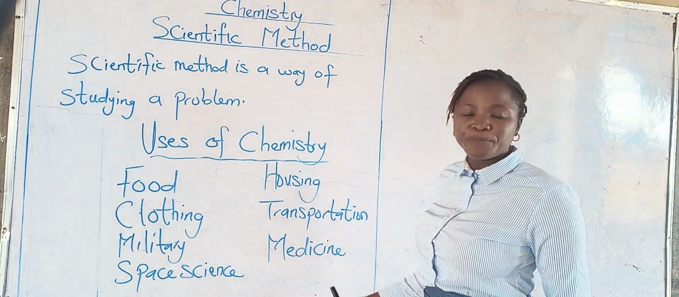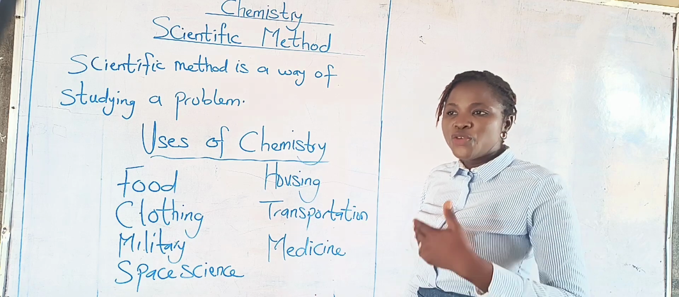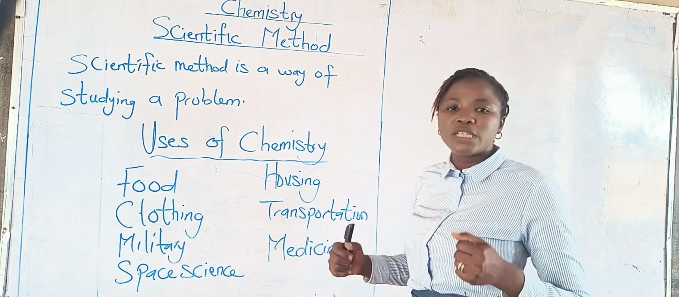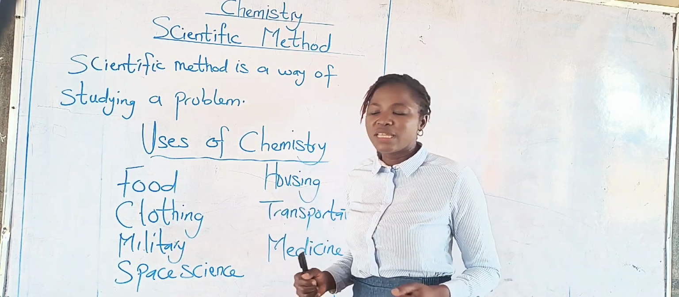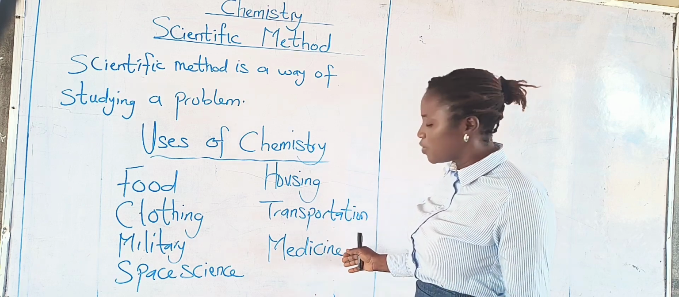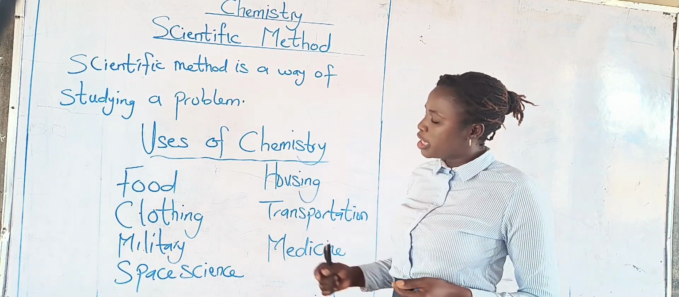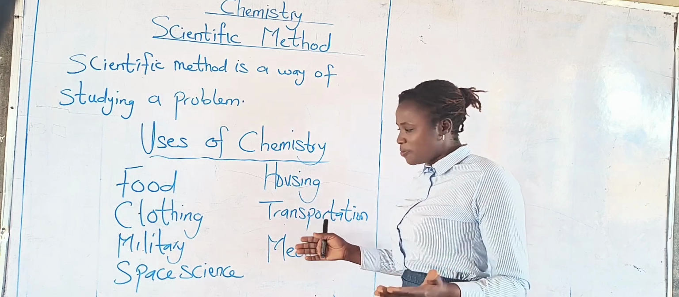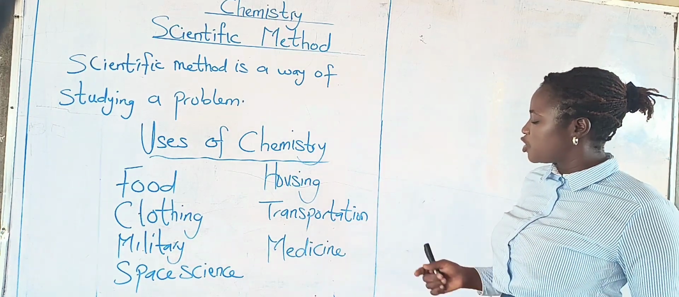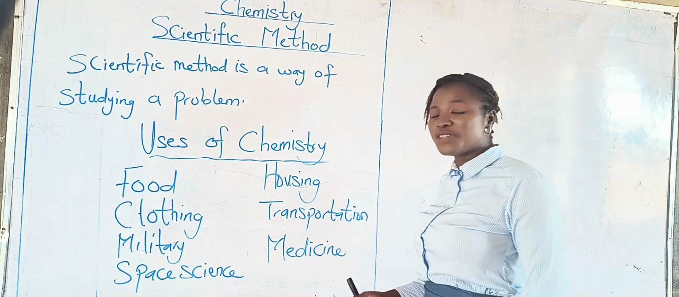Also in medicine, you know, in medicine, you need to take medicine to be healthy. All these are our drugs that we are taking. So that is how, those are the uses of chemistry. The first one is in food, clothing, military, space science, housing, transportation, and what? Medicine. You can see that chemistry is very good.